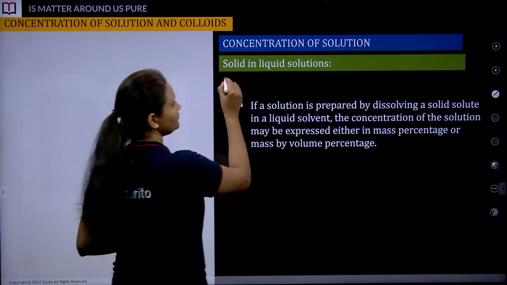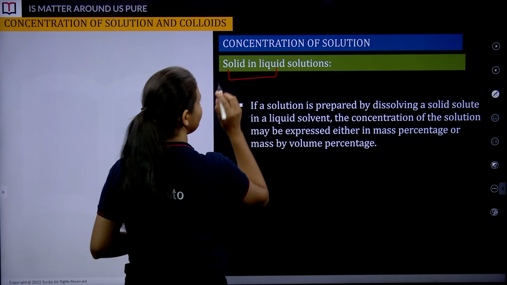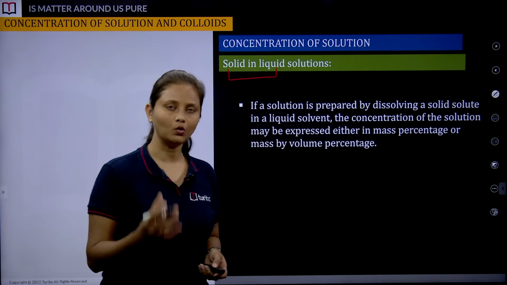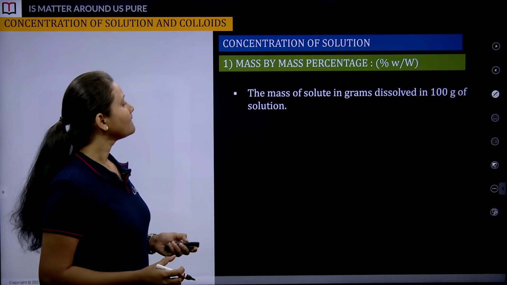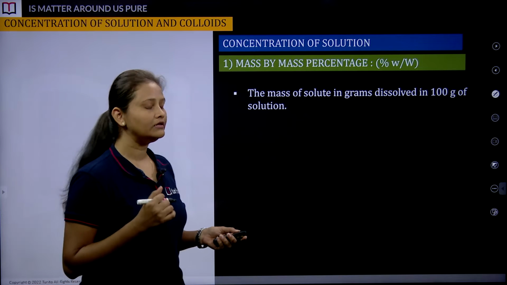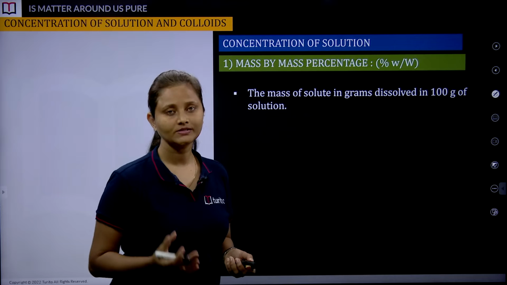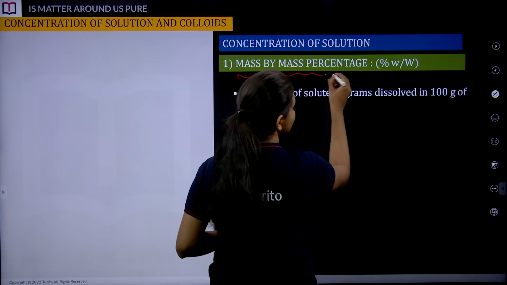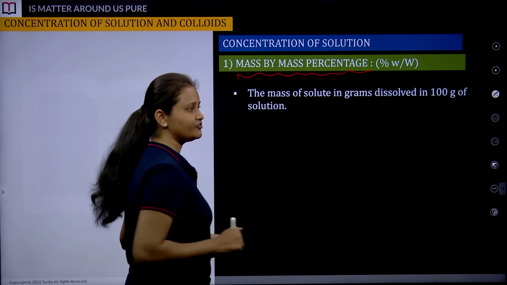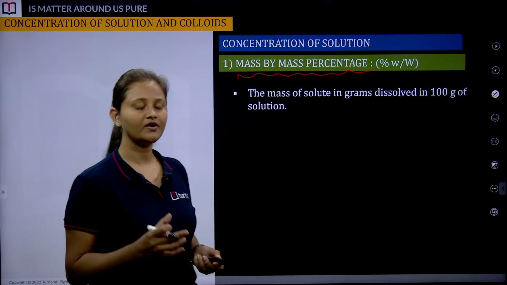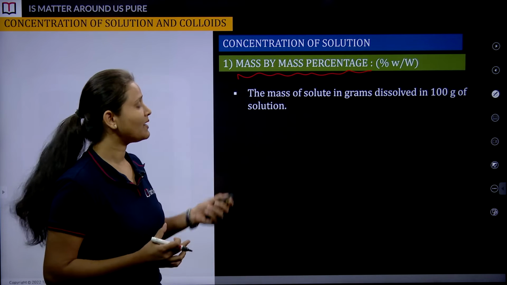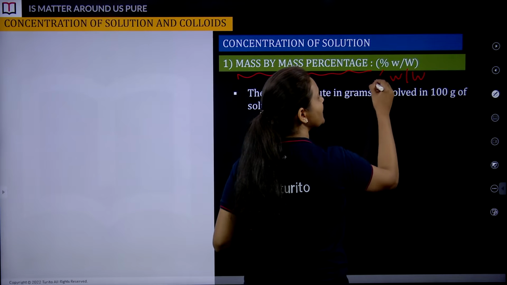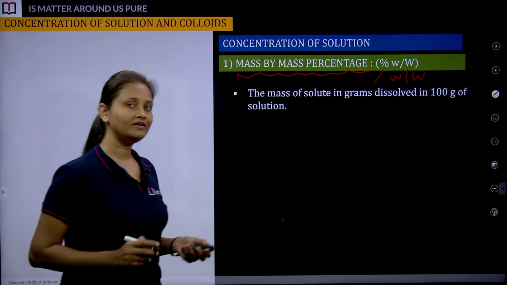Here we have a combination of a solution where solute is solid and liquid is the solvent, solid in liquid. Now if we want to measure the concentration, we have different terms such as mass by mass percentage. We are going to calculate the concentration in terms of percentage, mass by mass. It's a small w, capital W, percentage. All right. So how do we define this?